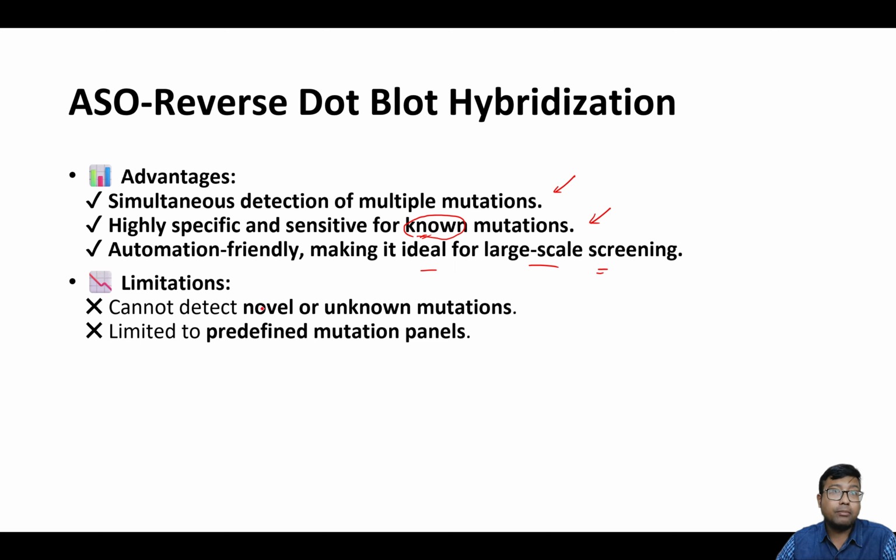Limitations, definitely it has its limitations. One very important thing is it cannot detect novel or unknown mutations. It is limited to predefined mutation panels. If the examiner asks what you will do in case of novel or unknown mutation, the answer of course will be gene sequencing, either Sanger sequencing or pyrosequencing, that is next generation sequencing, whatever it is. That is not the topic of today's discussion.